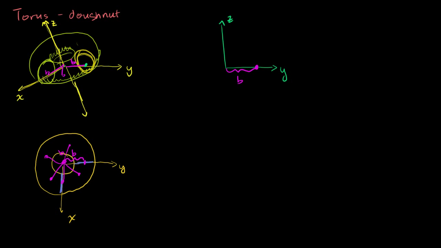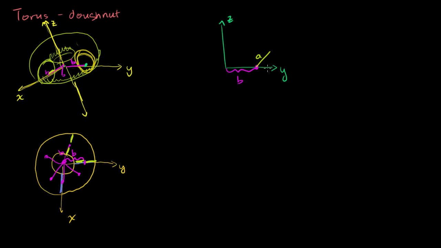And from b, we can imagine we have a radius of length a. So these circles have radius of length a. So this distance right here is a. This distance right here is a. That distance right there is a. These circles have radius a.